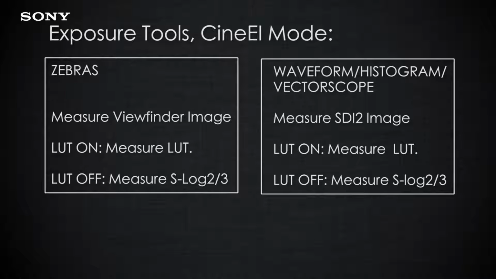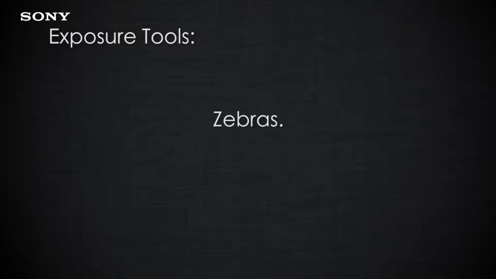So if you have a LUT enabled in the viewfinder, the zebras will be measuring the LUT levels. If you have a LUT enabled on SDI2, the waveform and histogram will also be measuring the LUT levels. But if there is no LUT on SDI2, then the waveform and histogram will be measuring the S-Log2 or S-Log3 recording levels. Let's start by looking at the zebras.